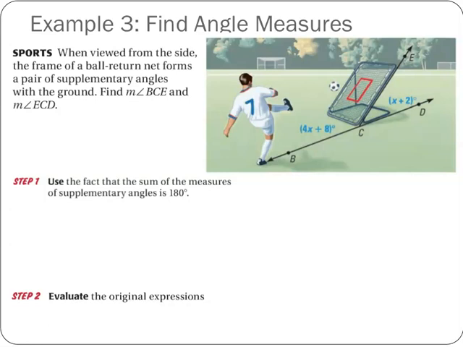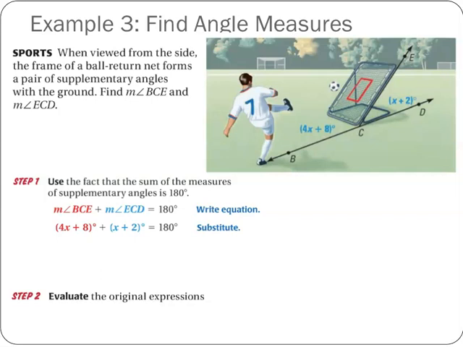Alright, so let's start with the fact that those two angles have to add up to 180 degrees. So 4x plus 8 and x plus 2 should add up to 180. So the measure of angle BCE plus the measure of angle ECD equals 180. We'll substitute that. We'll try to simplify as much as we can.